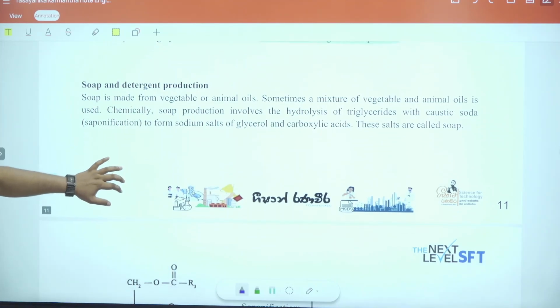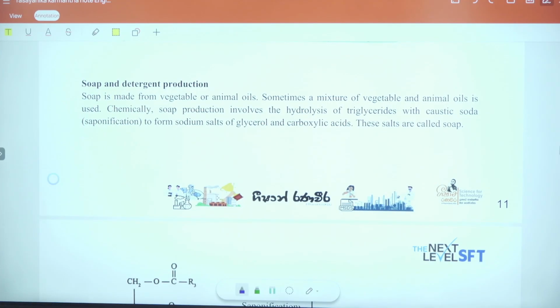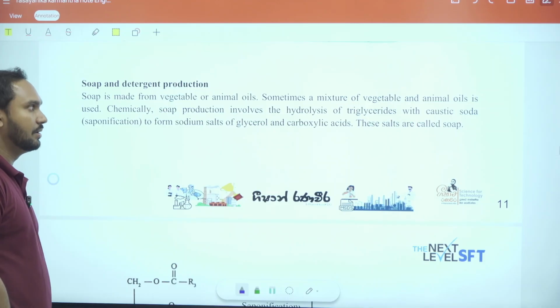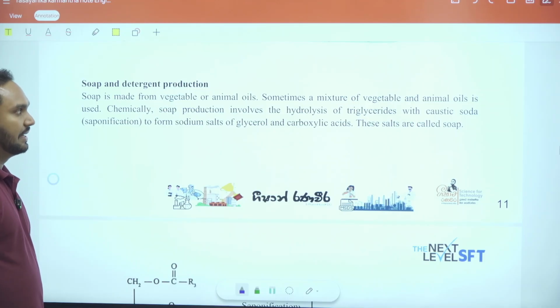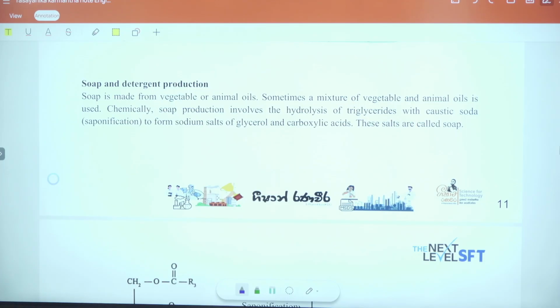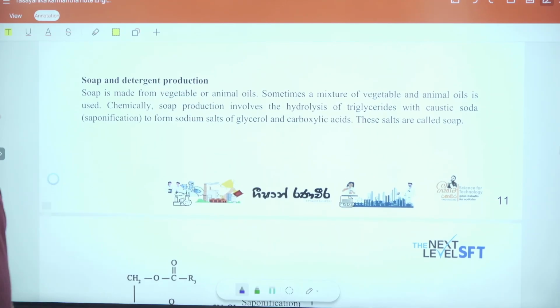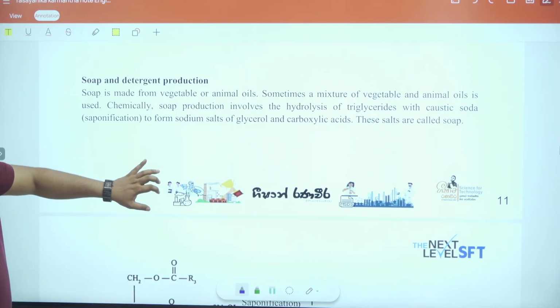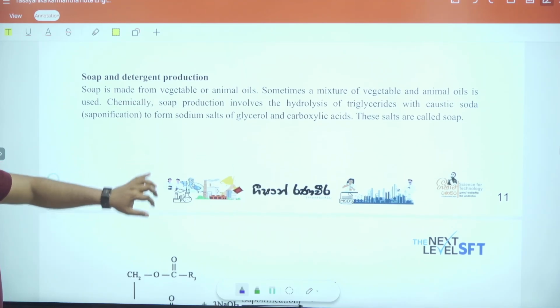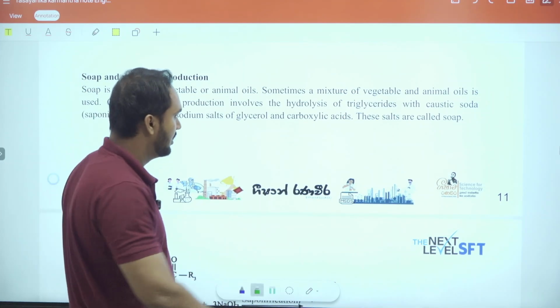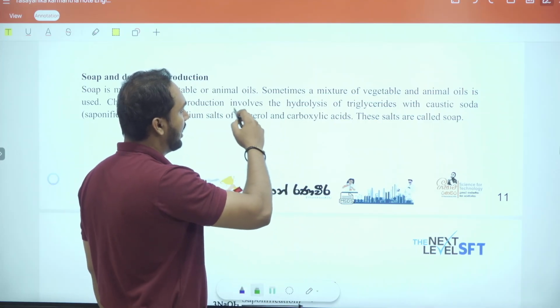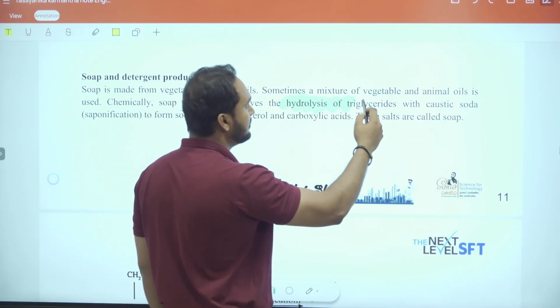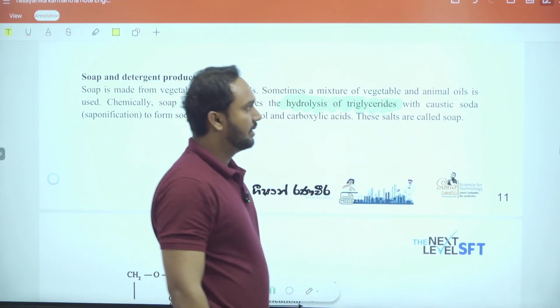Come to the soap and detergent production. Soap is made of vegetable or animal oils, mainly vegetable oils. Sometimes a mixture of vegetable and animal oil is used. Chemically, soap production involves the hydrolysis of triglycerides. That's important. So what happens is the hydrolysis of triglyceride occurs.